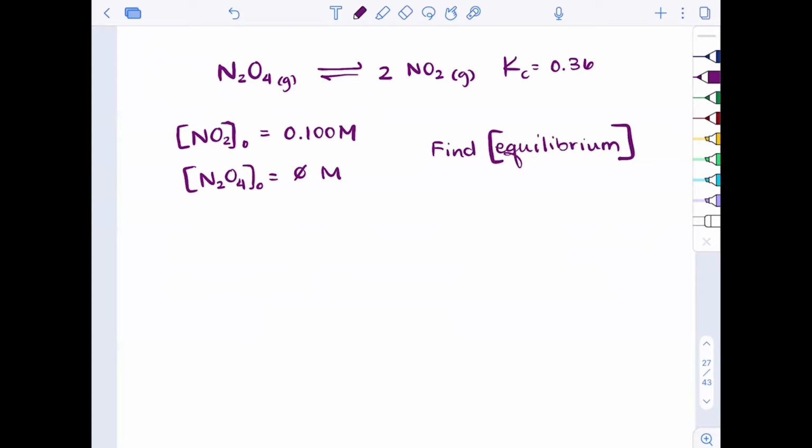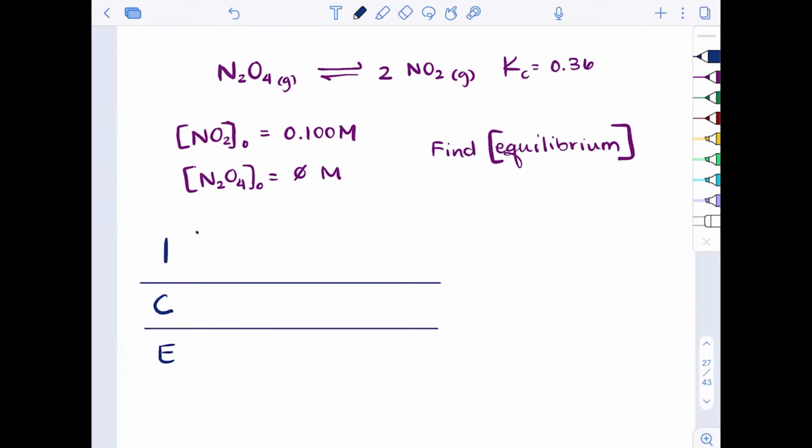Now, we need to set up our ICE table. Again, we've got to have rows for I, C, and E, and then a column for each of our reactants and products, N2O4 and NO2. Initially, 0 and 0.100. Our change: take a minute, predict which way are we going to go. Most likely we're going to go make reactants.